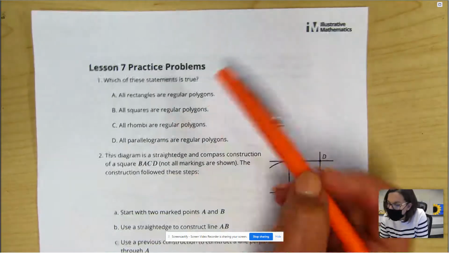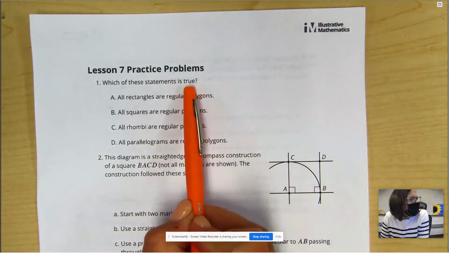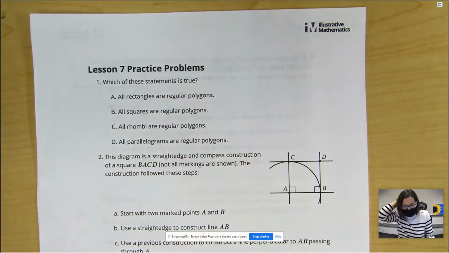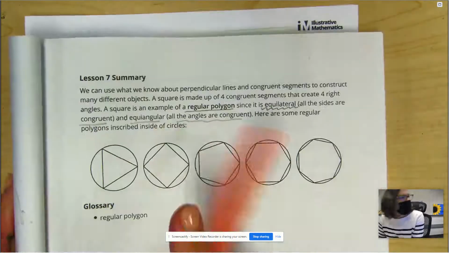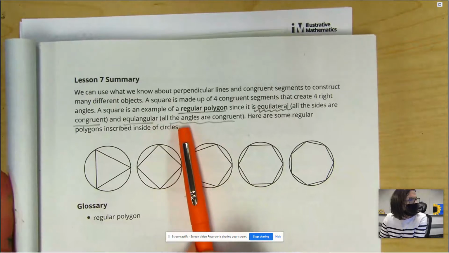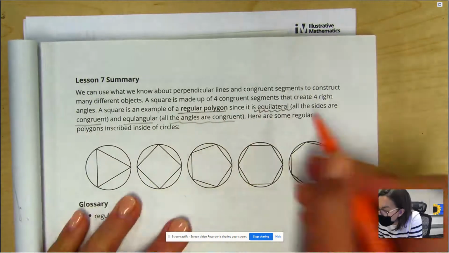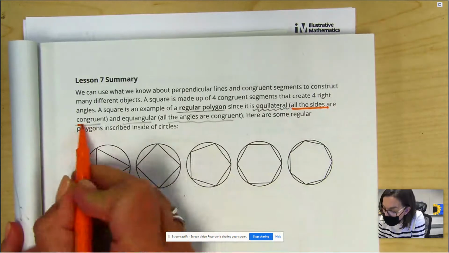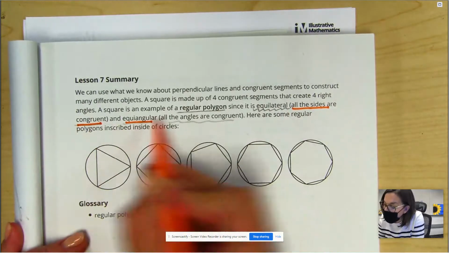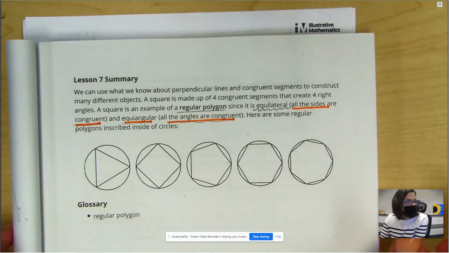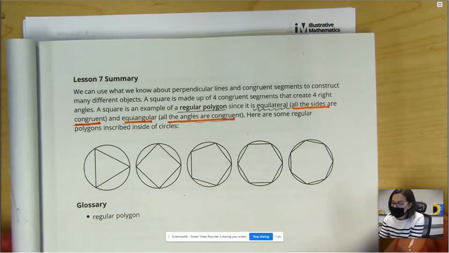So first problem, which of these statements is true? It's asking us about regular polygons. I noticed on the Lesson 7 summary, there was a definition. Something is a regular polygon if it is equilateral, all sides are congruent, the same, and equiangular, all angles are the same. So, in order for something to be called a regular polygon, all sides need to be equal and all angles.